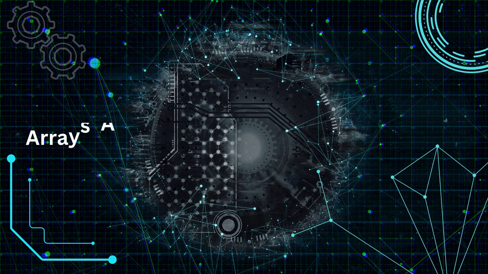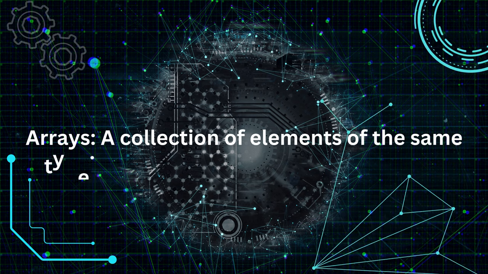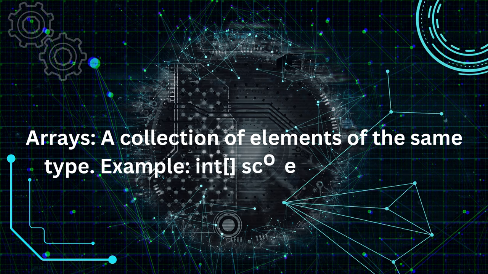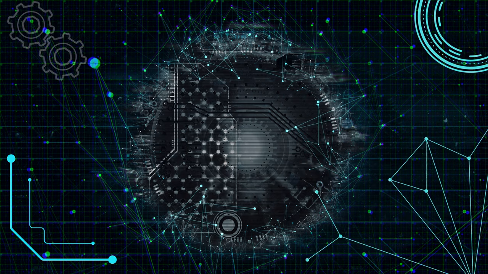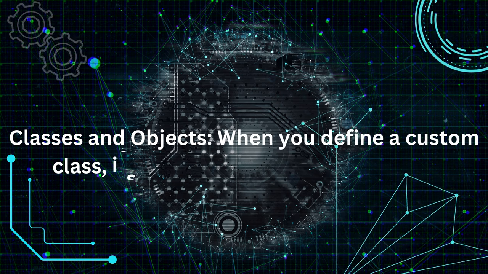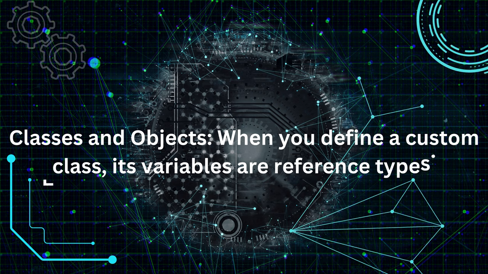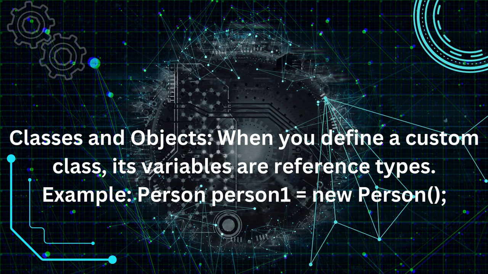Arrays. A collection of elements of the same type. Example: int[] scores = {90, 85, 78}. Classes and objects. When you define a custom class, its variables are reference types. Example: Person person1 = new Person().